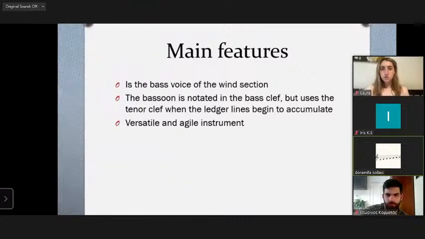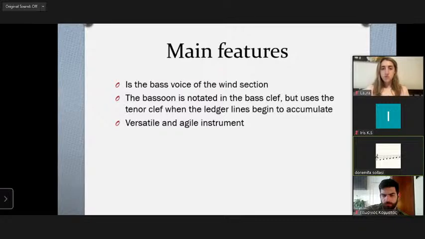The bassoon is the bass voice of the wind section. Let's suppose that you want to orchestrate a chorale of Bach, for example, or the ones that you do in harmonic exercises, where you have four voices. The most common thing to do would be to use the flute for the soprano, the oboe for the alto, the clarinet for the tenor, and the bassoon for the bass.